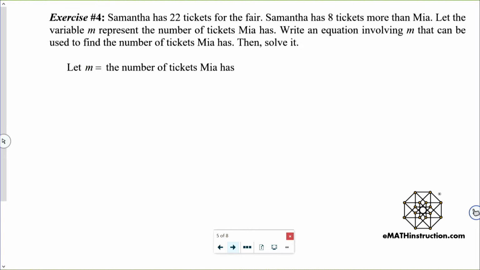Exercise number 4. Samantha has 22 tickets for the fair. Samantha has 8 tickets more than Mia. Let the variable m represent the number of tickets Mia has. Write an equation involving m that can be used to find the number of tickets Mia has, then solve it.